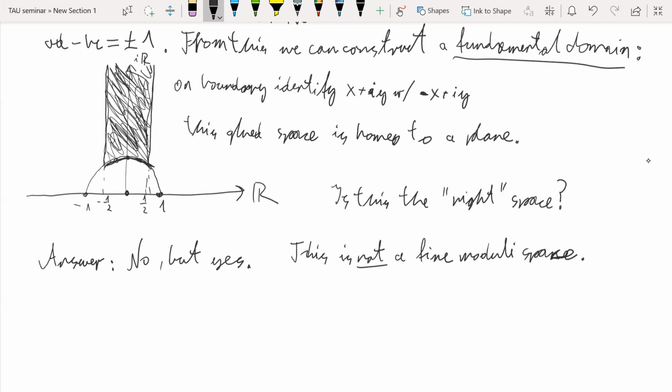However, it turns out that it is, yeah, so this is not a fine moduli space, and there isn't a fine moduli space.